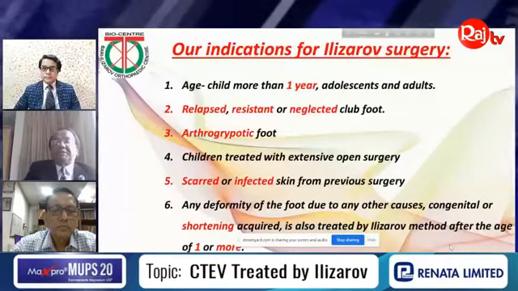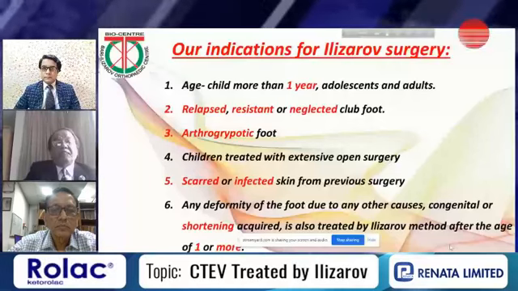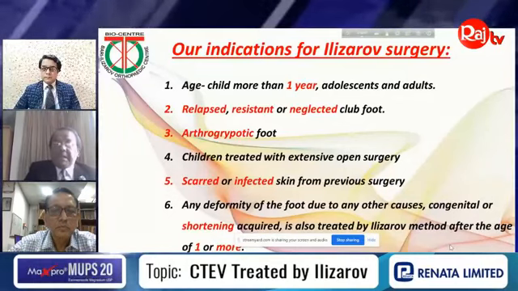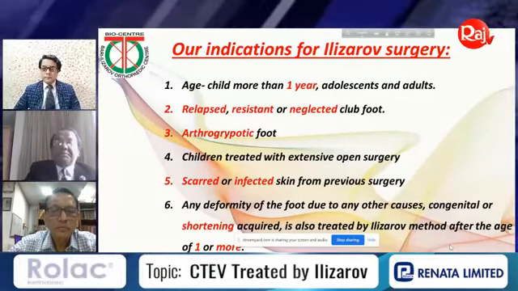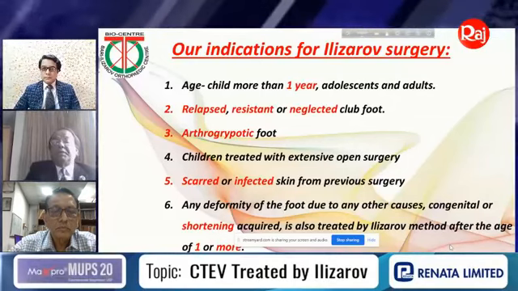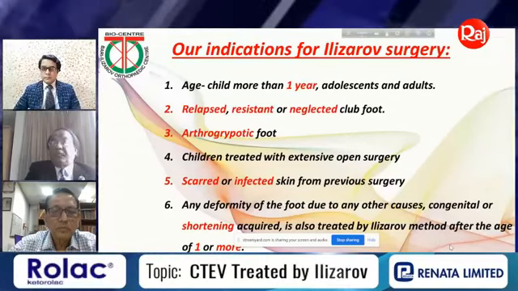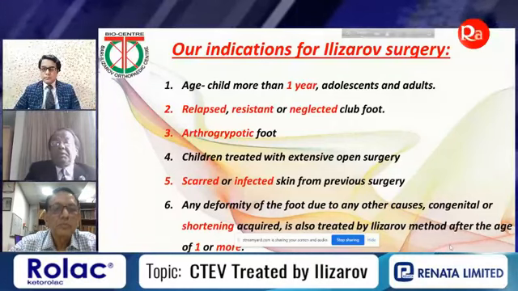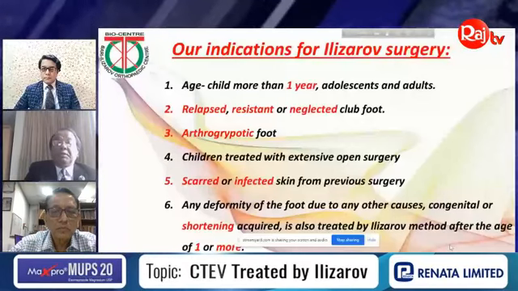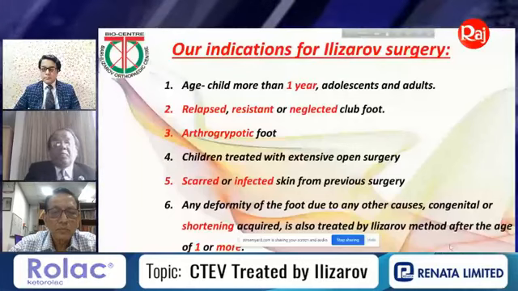So our indications for Ilizarov surgery: age more than 1 year, for the resistant and very difficult cases in case of AMC cases, and adolescents and adults. Relapsed, resistant and neglected clubfoot, arthrogryphotic foot, children treated with multiple open surgeries, scarred or infected skin from previous surgery, any deformity of the foot due to any other causes, whether congenital or acquired, is also treated by the Ilizarov method after the age of one and more.